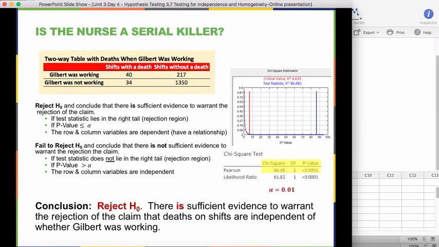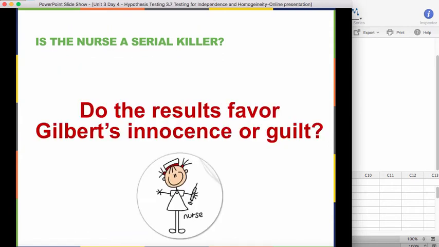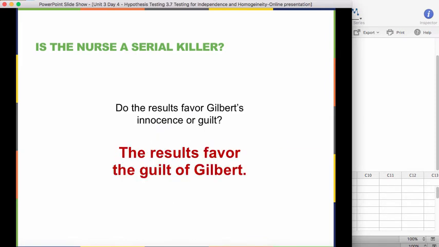So a couple of things from this. What we have just determined is that Gilbert working or not working and dying or not dying are not independent. There is a relationship between when she's on the shift and the number of people who die during that time. So, do the results favor Gilbert's innocence or guilt? Based on this, the results favor the guilt of Gilbert.